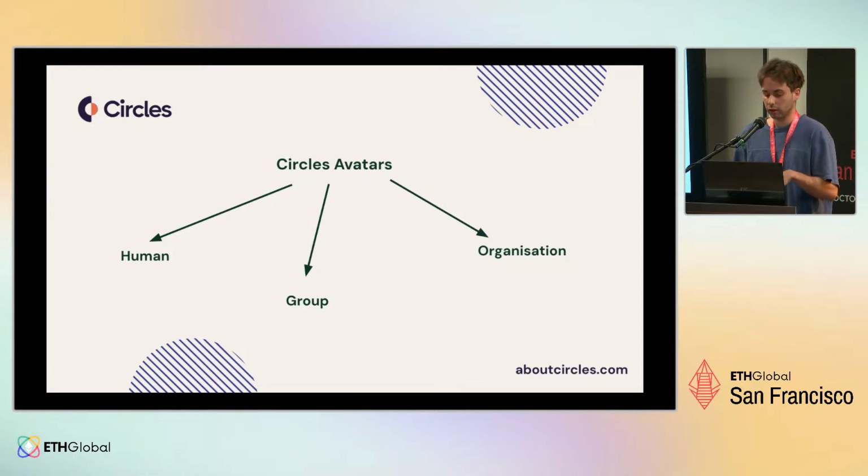So for Circles avatars that I'm talking about since the beginning, with the new launch of Circles, there are 3 kinds of avatar. There is human avatar, so it's a person like you and me. We also have group. A group is a group of human avatars, and groups have their own Circles group tokens. And then we have organization. It's like one step further in the protocol hierarchy.